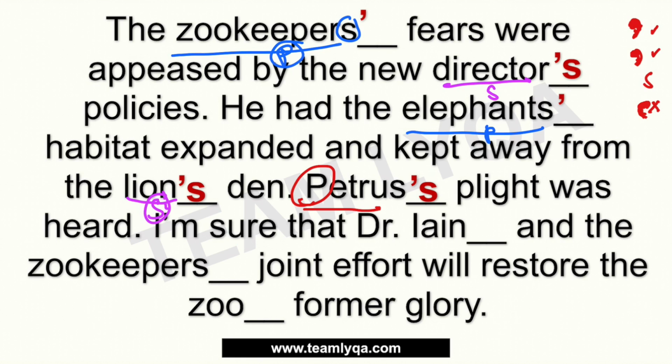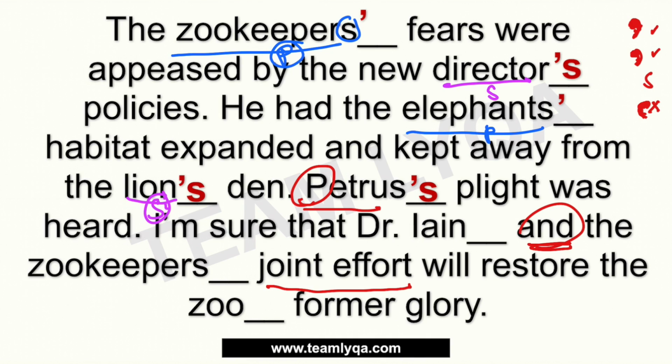Now, dito sa susunod na sentence, okay, meron tayong end dito. So, ibig sabihin, we're talking about ownership. Hindi pa natin alam kung shared yan or individual. So, babasahin natin yung sentence. Sabi, I'm sure that Dr. Ian and the zookeepers' blank joint effort will restore the zoo former glory. So, may end ang sabi, joint effort. Ibig sabihin, magkasama sila. So, if you think about it, yung effort would be something that they share. They do the same thing.